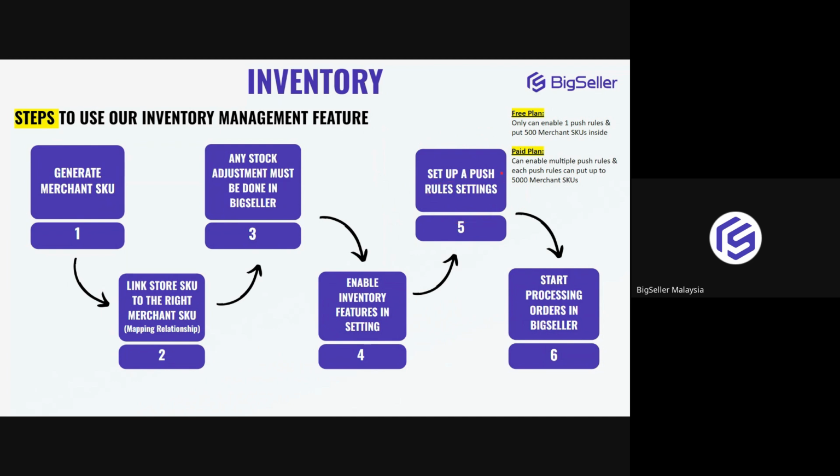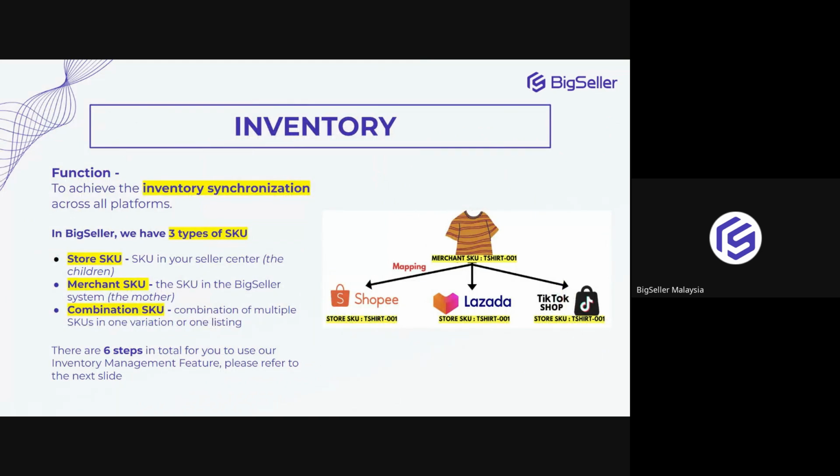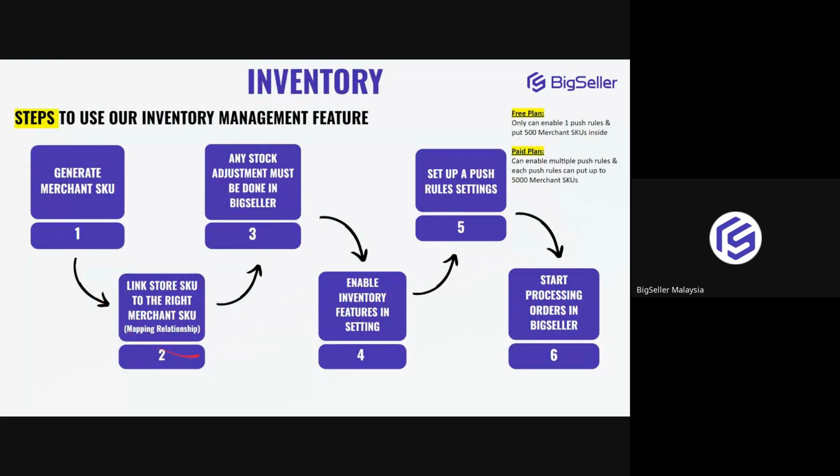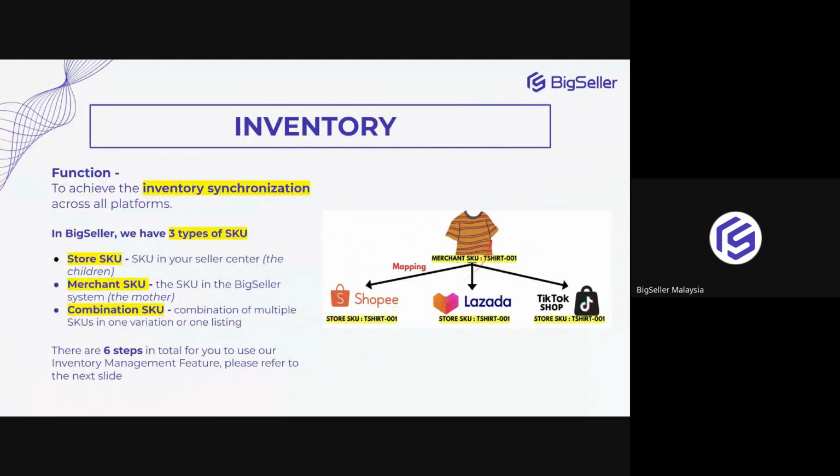All right, so I have a user asking me, what is a push rule? Basically, for example, you have done the merchant SKU and the mapping relationship. Now you want to add your stock and tally it with all of your seller centers. So for example, you add stock to your merchant SKU, let's say 10 stock. When you use manual stock in our system to update your merchant SKU, you add 10 stock, and your push rule will automatically be triggered. That push rule will push back to your store SKU.